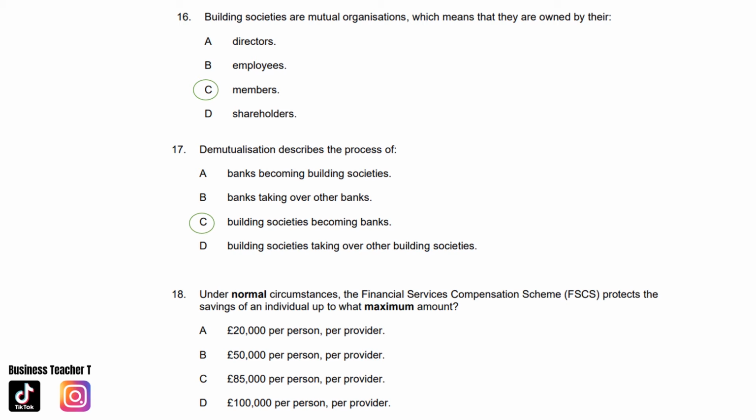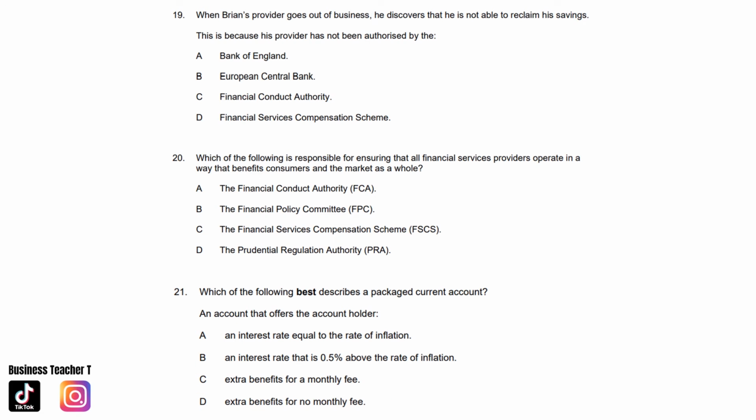And the answer is C. £85,000 per person per provider. Question 19. When Brian's provider goes out of business, he discovers that he is not able to reclaim his savings. This is because his provider has not been authorised by the A. Bank of England, B. European Central Bank, C. Financial Conduct Authority, or D. Financial Services Compensation Scheme.